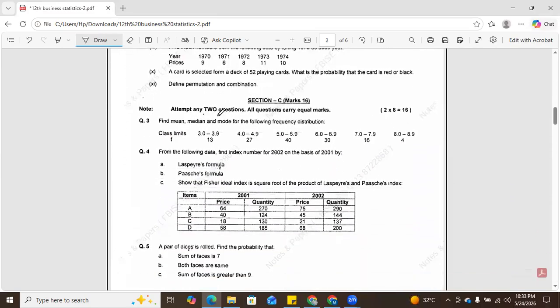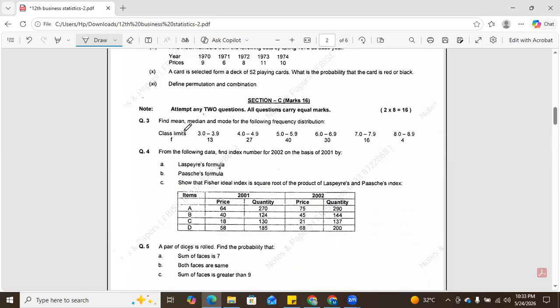In section C, attempt any 2 questions. All questions carry equal marks. You just have to attempt 2 questions. These are total 3 questions. Each question carries 8 marks. So these are the most important questions. Make sure you practice these.